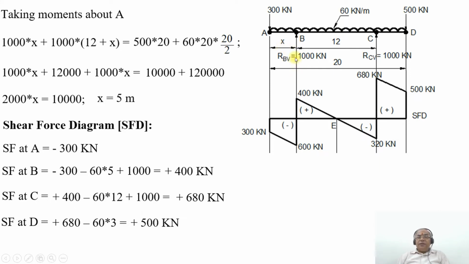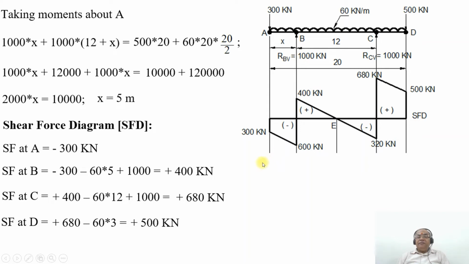Then at the point B, we have a support reaction acting upwards, which is positive. So plus 1000, on simplification, you are going to get plus 400 kilonewton. That means due to the point load acting upwards at B, SF suddenly increases from minus 600 kilonewton to plus 400 kilonewton on the positive side.